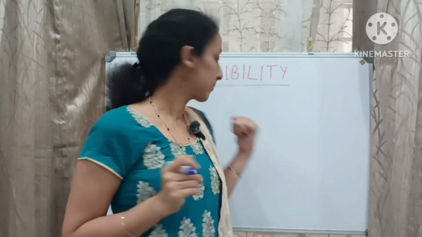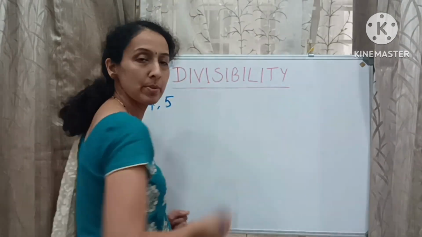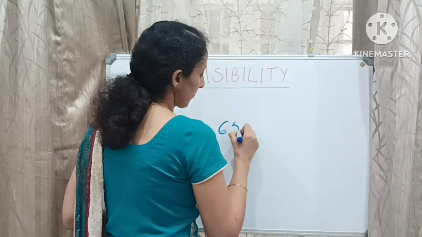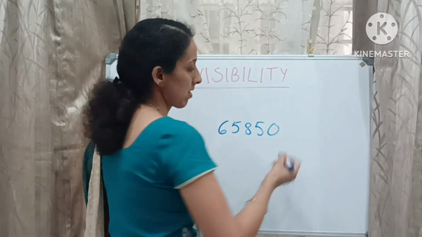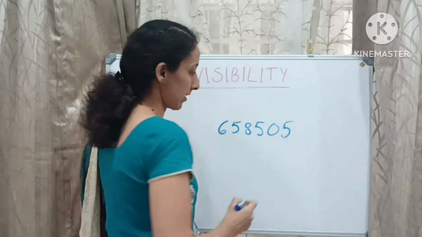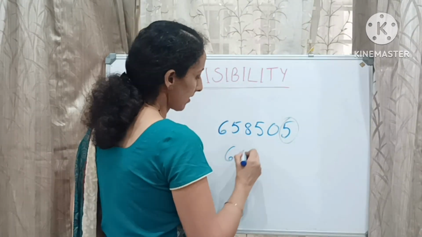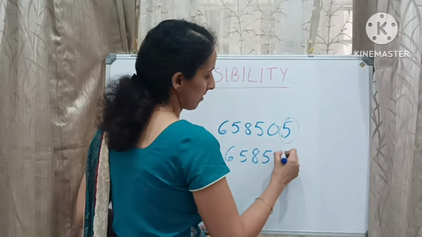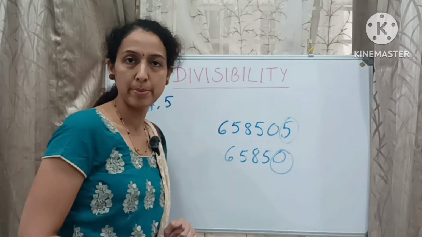Let's see divisibility by 5. It is very easy to identify numbers that are divisible by 5. The numbers that end with either 0 or 5 are all divisible by 5. So here this number is ending with 5 and this number is ending with 0. All these numbers are divisible by 5.